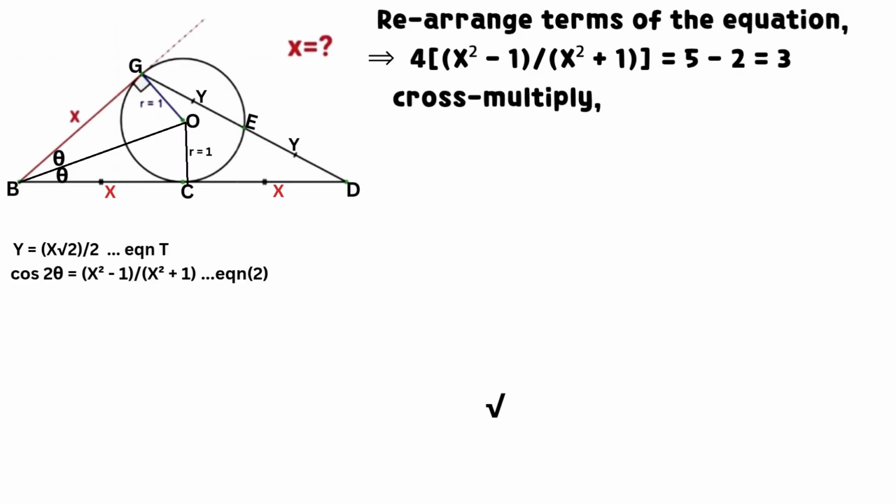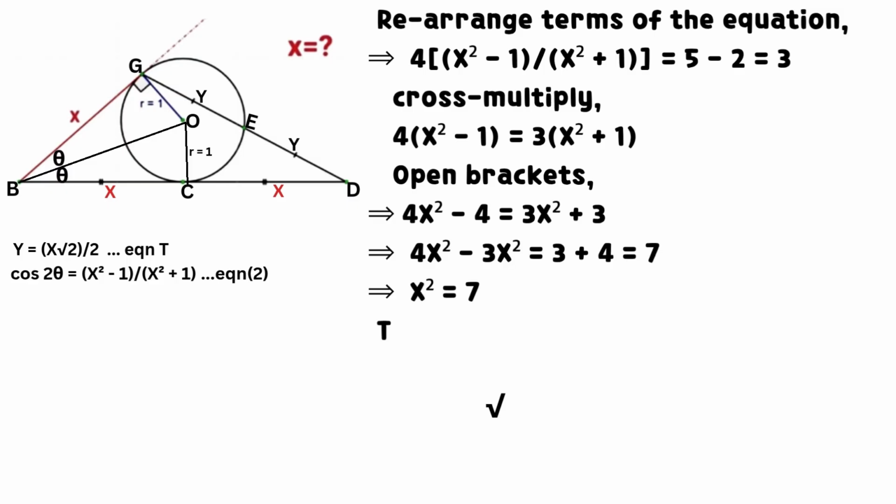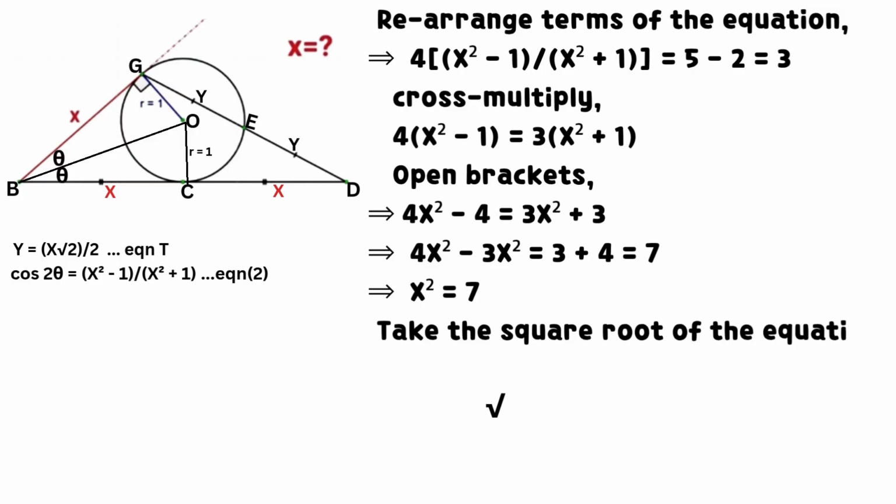Rearrange terms of the equation. This implies that 4 times the square of x minus 1, all divided by the square of x plus 1 equals 5 minus 2, which equals 3. Cross multiply. We have that 4 times, in brackets, the square of x minus 1, closed bracket, equals 3 times, in brackets, the square of x plus 1, close bracket.